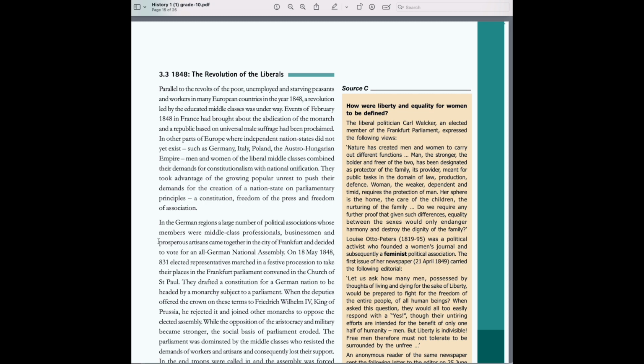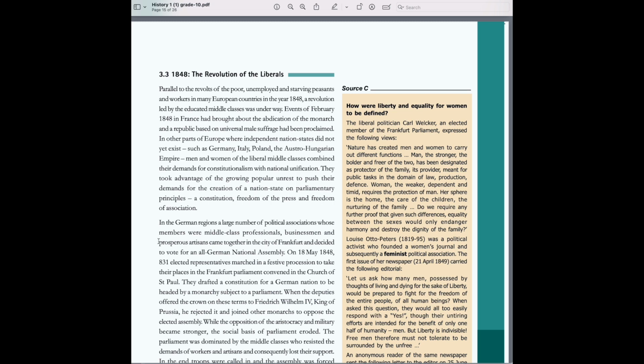1848: The Revolution of the Liberals. Parallel to the revolts of the poor, unemployed, and starving peasants and workers in many European countries in the year 1848, a revolution led by the educated middle classes was underway. Events of February 1848 in France had brought about the abdication of the monarch, and a republic based on universal male suffrage had been proclaimed.